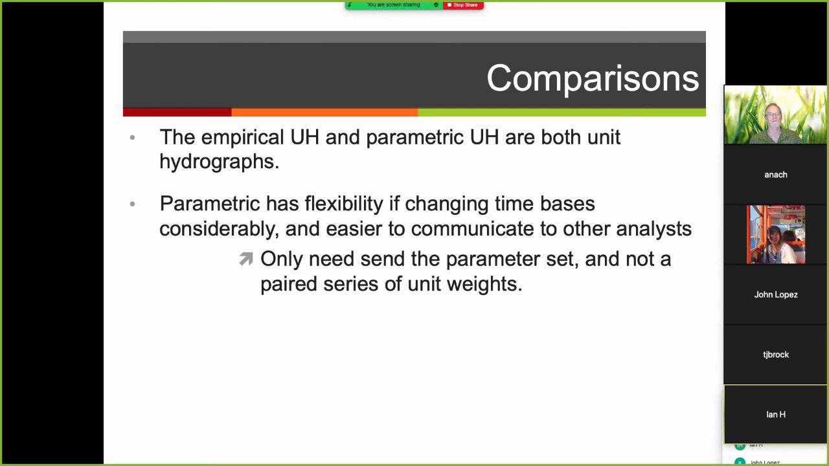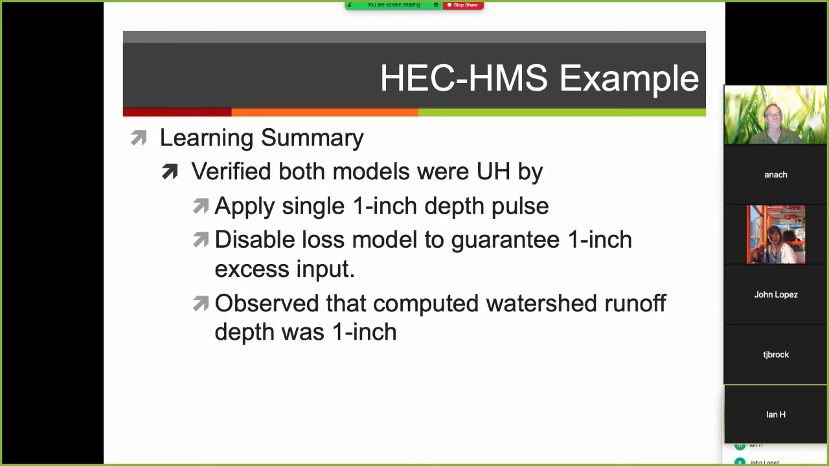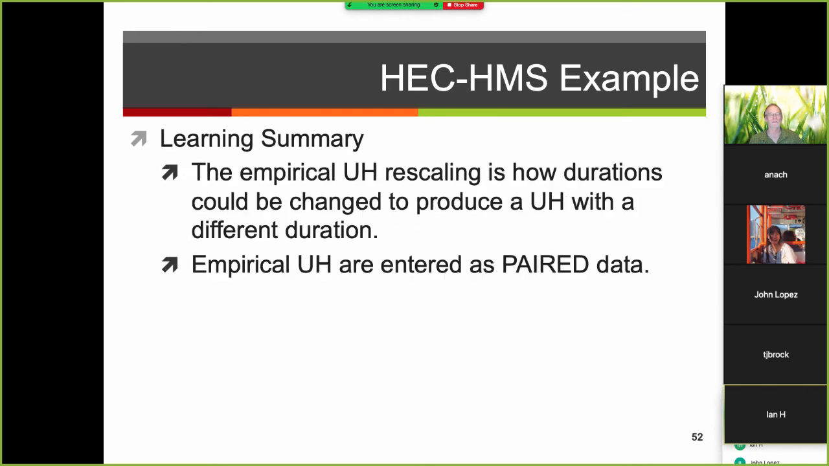So to conclude, the empirical unit hydrograph and the parametric unit hydrograph, they're both unit hydrographs. The parametric has great flexibility for changing time bases. It's easier to communicate to other analysts. We only need to provide the parameter set and not a paired series of unit weights. That second feature is by far the most valuable part of the parametric unit hydrograph: we're compacting the entire response into just a handful of parameters. And yeah, those are the HEC-HMS options.